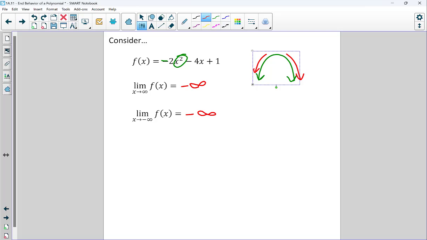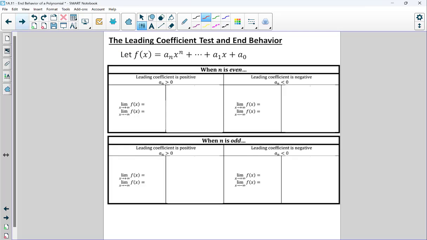Limit to positive infinity, limit to negative infinity is just asking in what direction the graph is going as we go left and right forever. End behavior. So let's summarize using something called the leading coefficient test and its effect on end behavior.